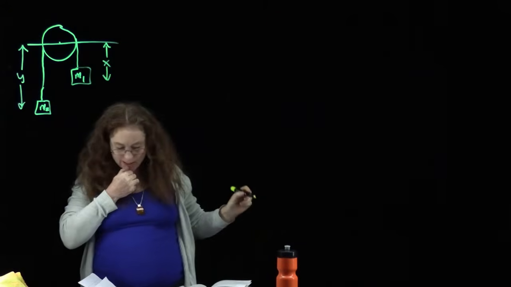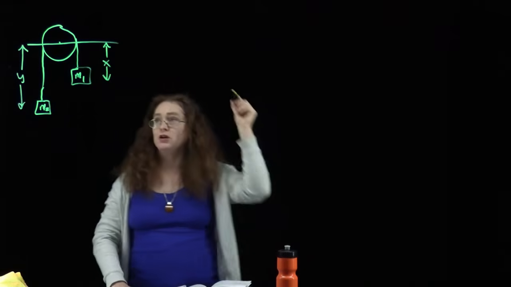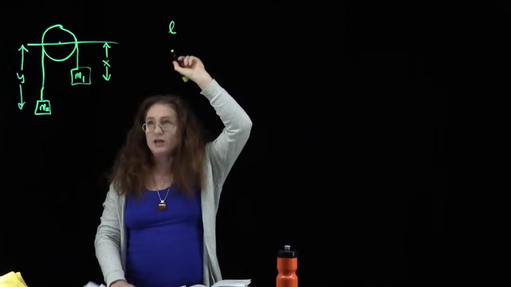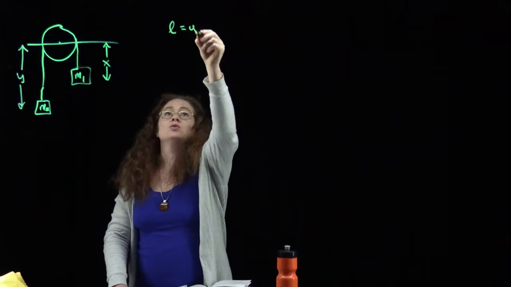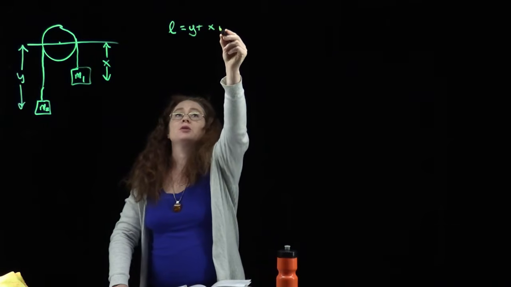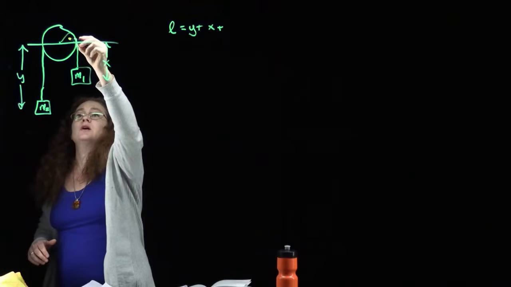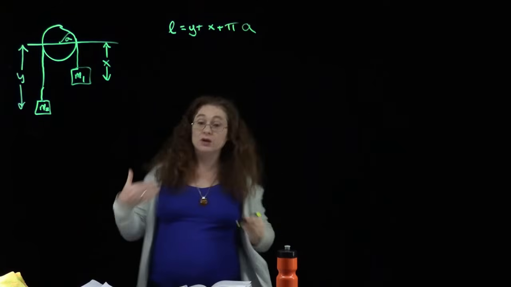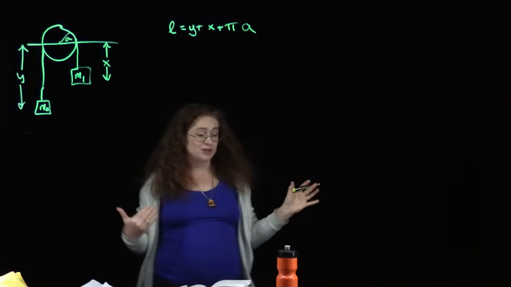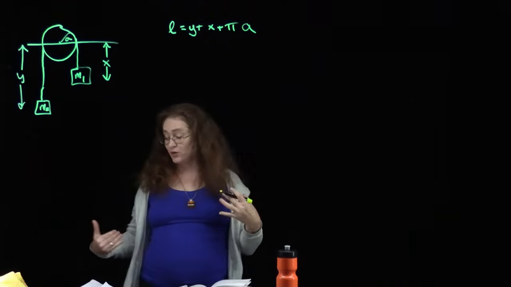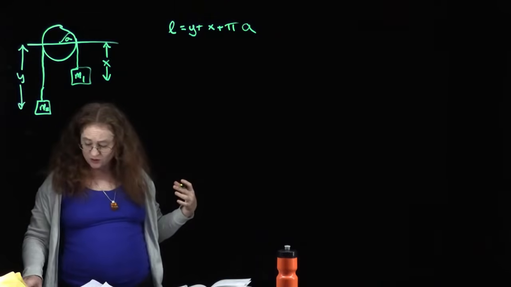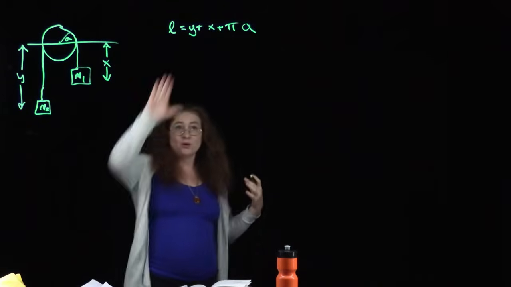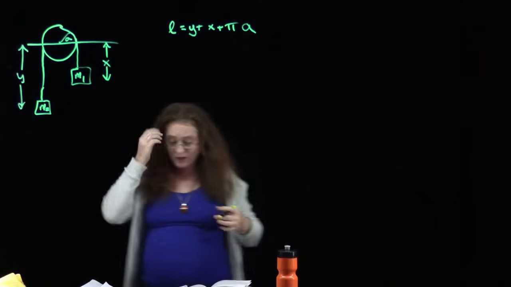And now we actually have an equation of constraint because the length of the string is equal to Y plus X plus, and then this we will call A, pi A. We are going to come back later in the chapter to how you use equations of constraint, and you actually can get more information. But for now, we're going to use this to eliminate one of the variables.